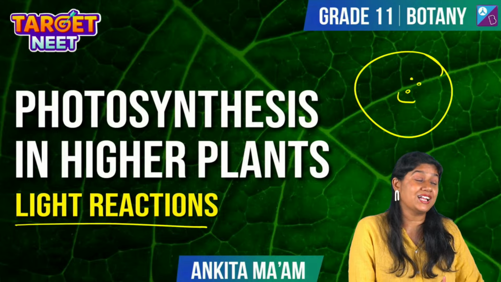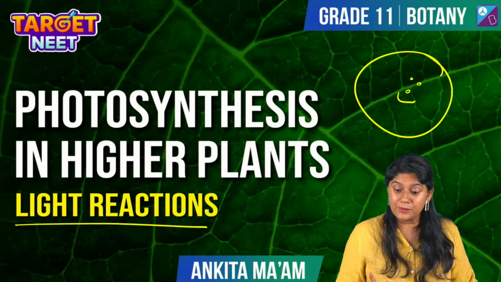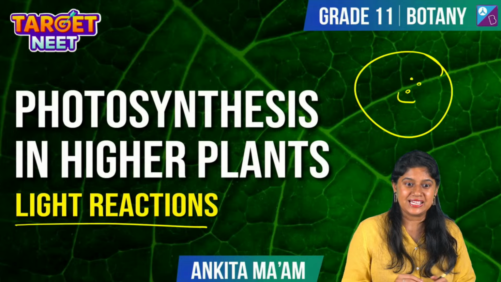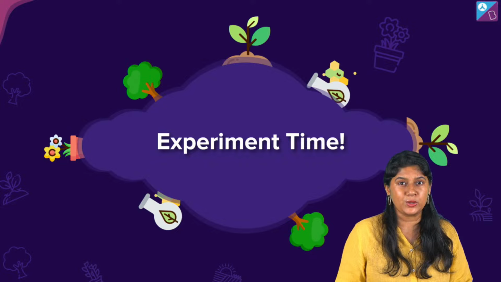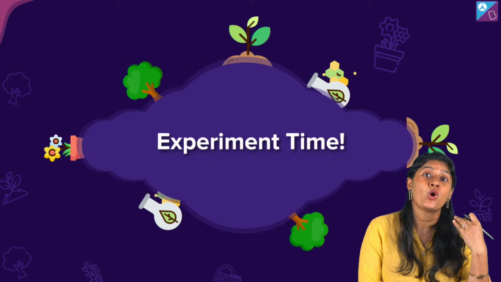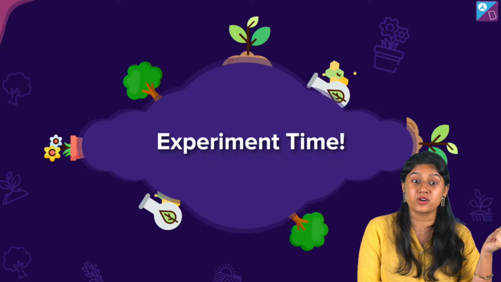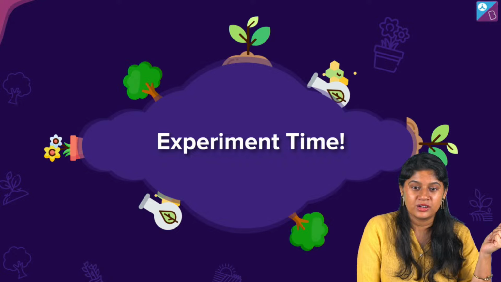That's what we studied in the last class. Now, in today's class, we will be discussing various important things. We will be talking about an experiment. In the last class, we discussed the importance of carbon dioxide, water and sunlight altogether. But now we'll be taking a look at a very important pigment. Yes, everyone, we'll be discussing the pigments.